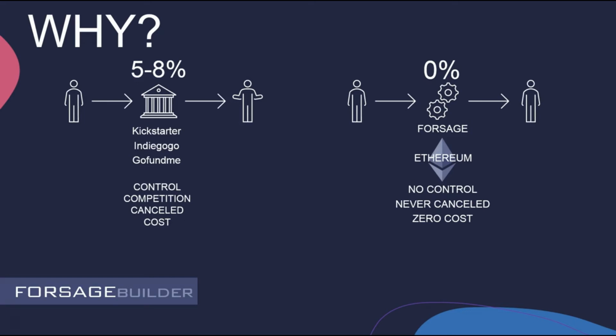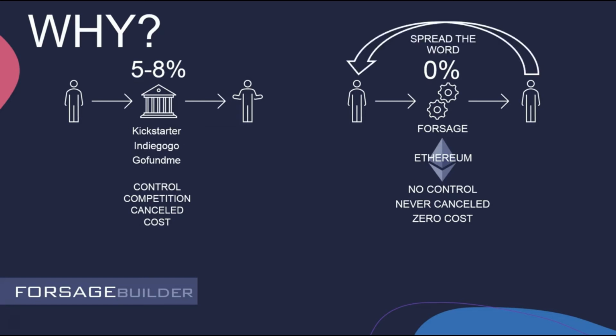Forsage simply came up with a better solution to crowdfunding. They built an automated system using the trusted off-the-shelf technology of Ethereum's smart contract protocol. They don't take a percentage for themselves. They relinquish control of the platform to the users. They'll never cancel a campaign and don't care what your funding need may be. There is also zero cost for the users, as they never need to spend all that time and money competing with others for funding.